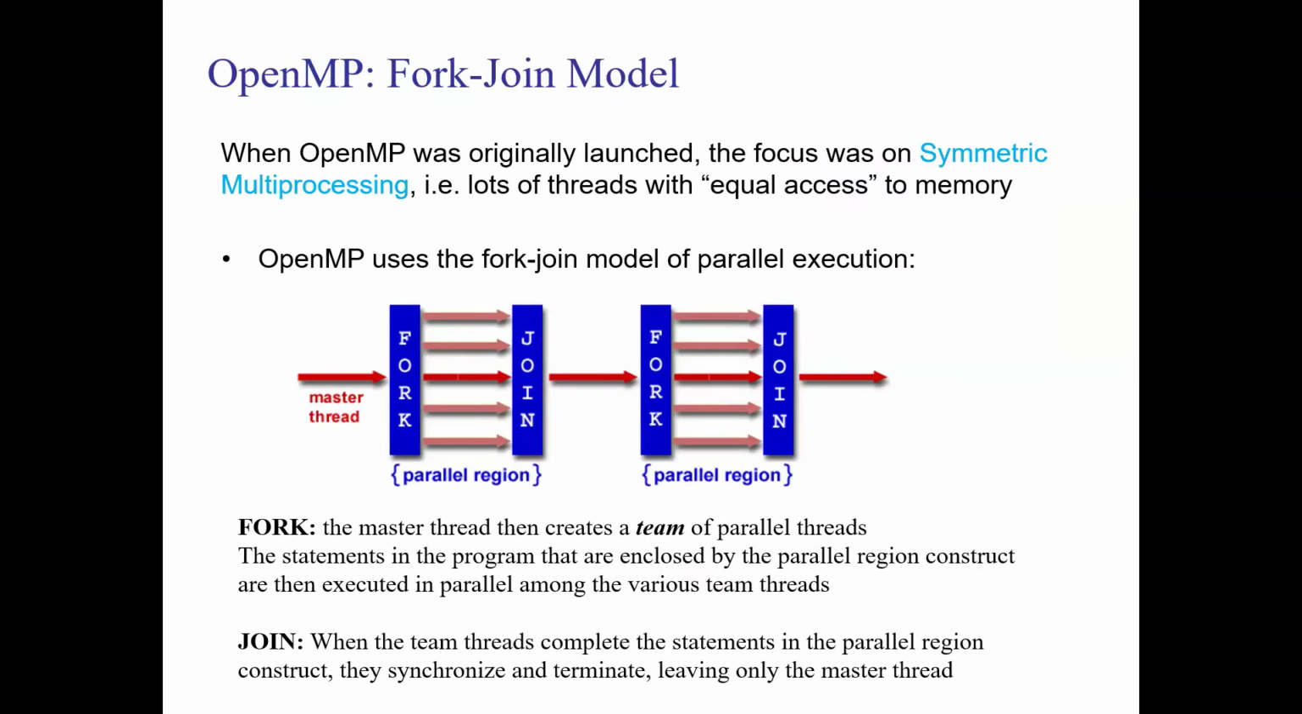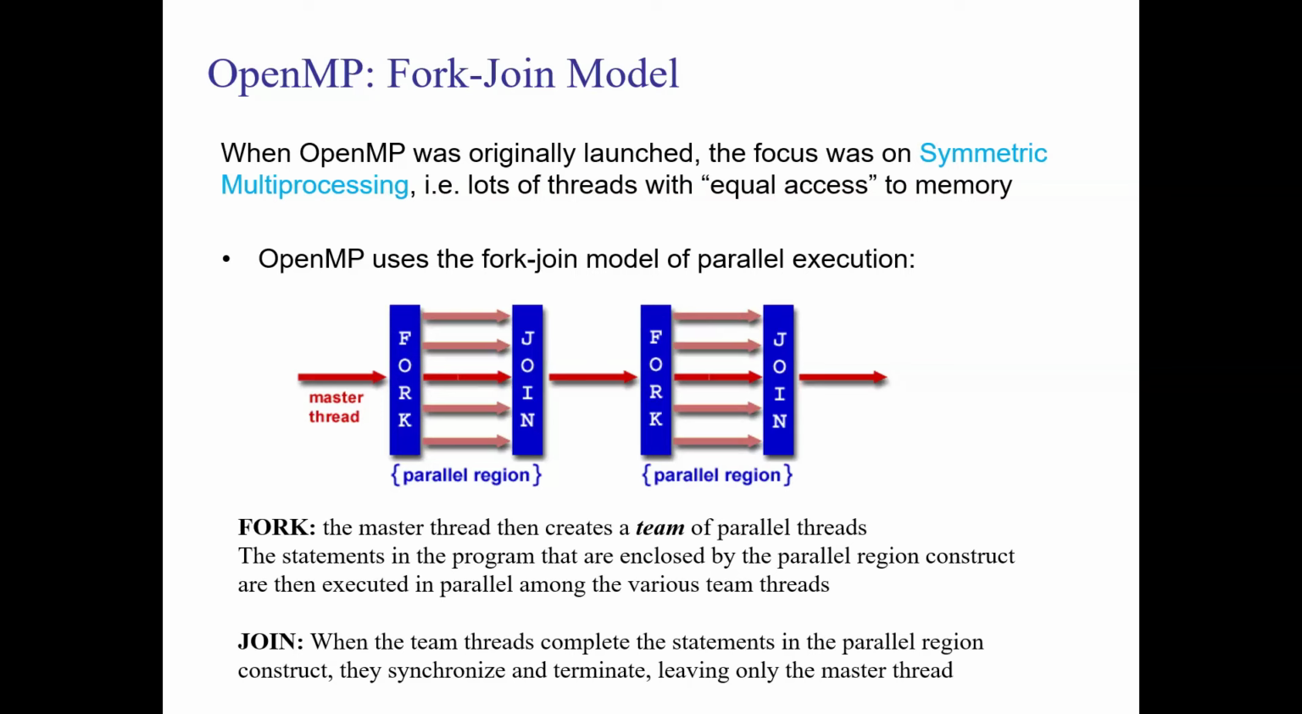When OpenMP was originally launched, the focus was on symmetric multiprocessing, basically many threads with equal access to memory. Nowadays on our clusters, we write OpenMP code where one CPU core runs as one thread, so it looks like a heavy thread rather than a light one. It's based on hardware shared memory, and most new clusters have at least 32 CPUs or more. So we're now able to run lots of CPUs in parallel, and OpenMP code can perform quite well.